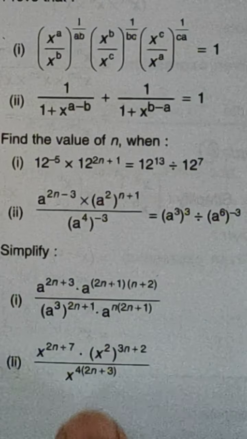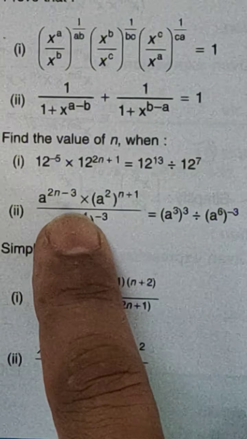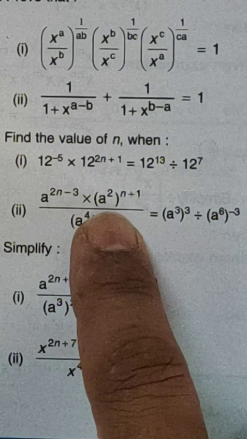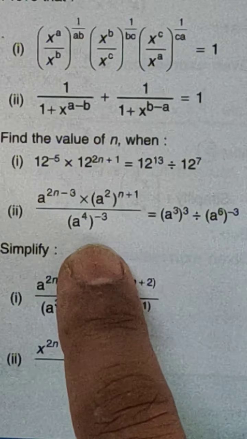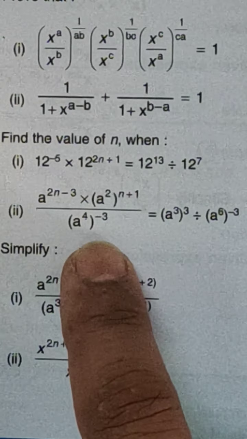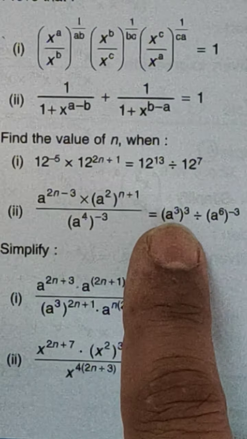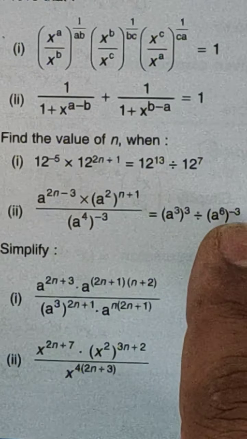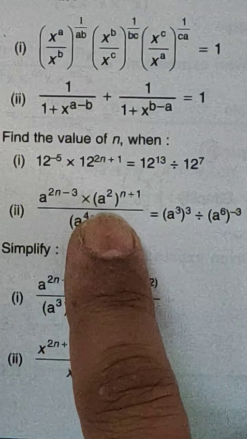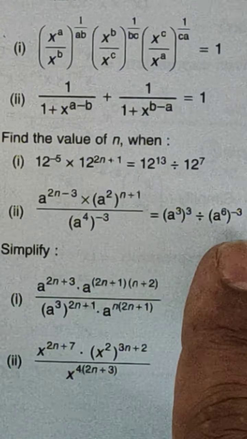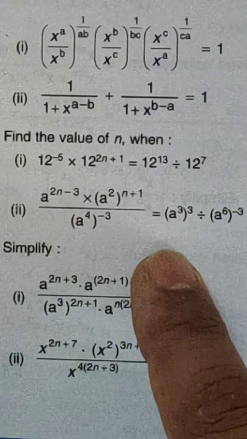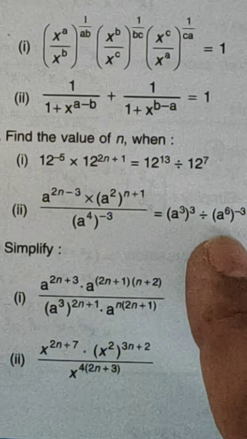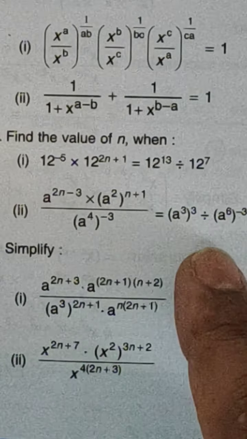In the second problem we have a to the power of 2n minus 3 into a to the power of 2 whole to the power of n plus 1 divided by a to the power of 4 whole to the power of minus 3 is equal to a to the power of 3 whole to the power of 3 divided by a to the power of 6 whole to the power of minus 3. Here we first remove the brackets, then convert the division sign to multiplication sign. Then we use the power of exponent formulas, then solve it.